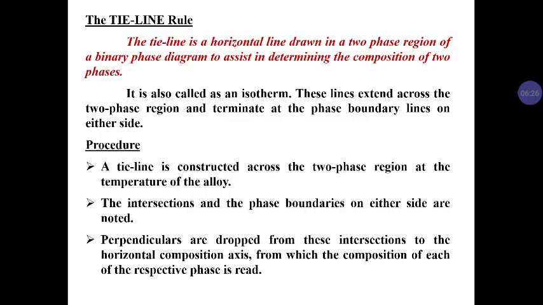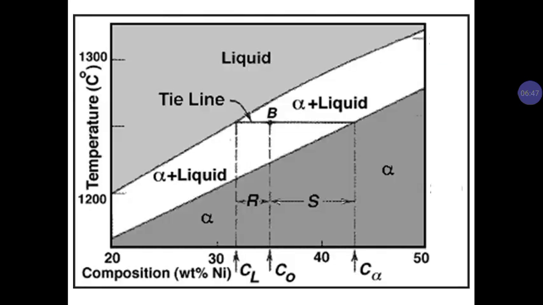Now we move on to the next rule, the tie line rule. The tie line rule uses a horizontal line drawn in a two-phase region of a binary phase diagram to assist in determining the composition of the two phases. It is also called an isothermal line, or simply an isotherm. If you see the example here, this is the tie line. It is drawn over here.